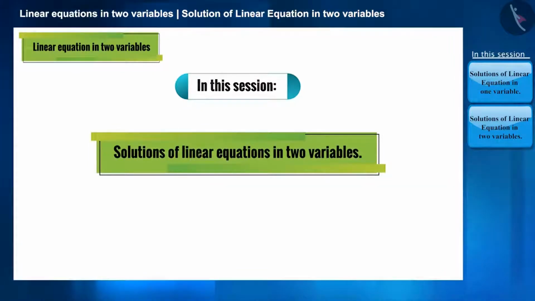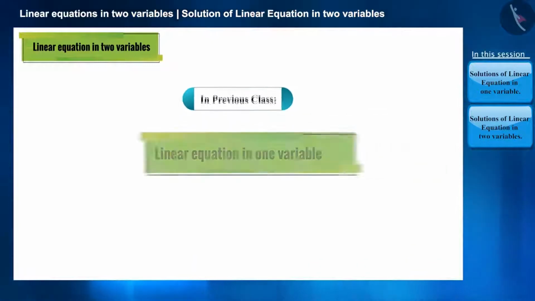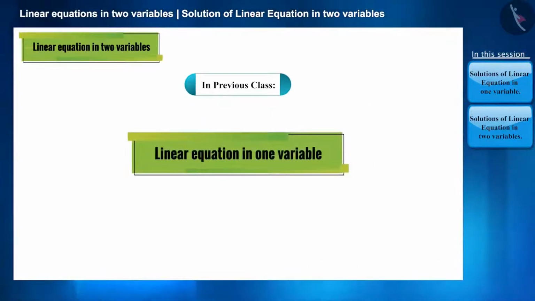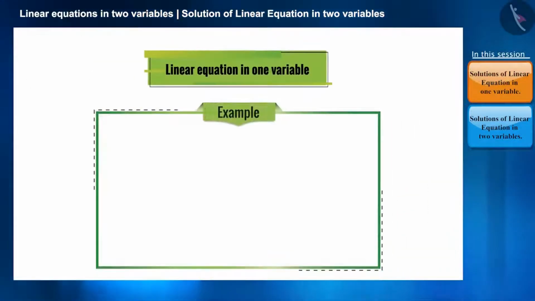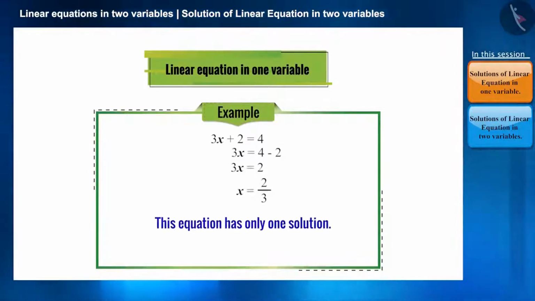In the previous class, we learned to solve linear equations in one variable. Let's see an example: 3x + 2 = 4. A linear equation in one variable has only one solution. Can you tell me what this means?